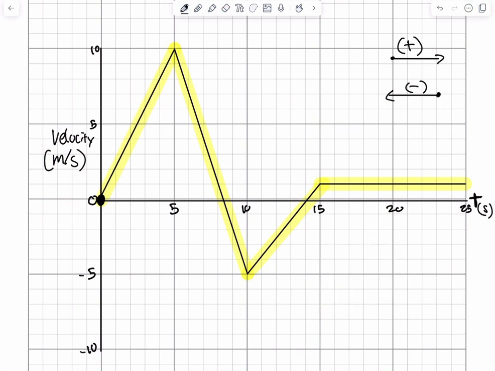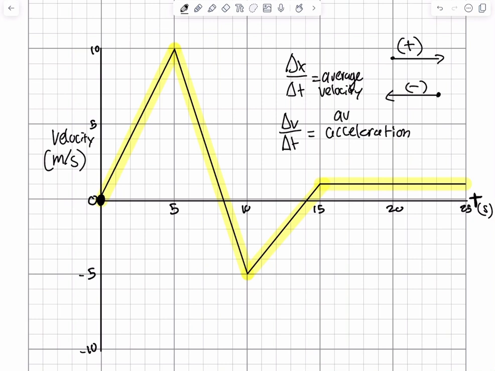Okay, for an xt graph, we could find delta x over delta t, right? And this equaled average velocity. Now, what would happen on this graph if we did delta v over delta t? Take a second to think about this. What would we get? Well, hopefully you paused and figured it out, but we're getting acceleration. That's right.